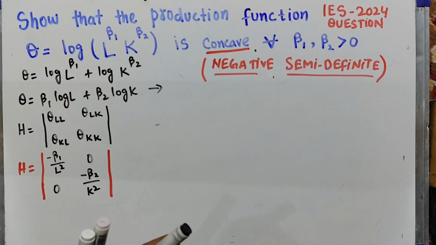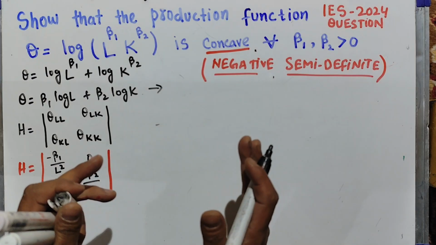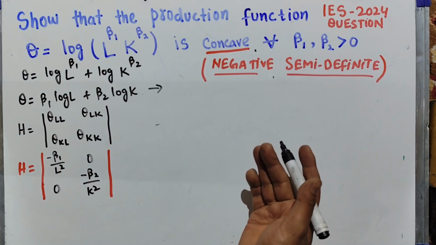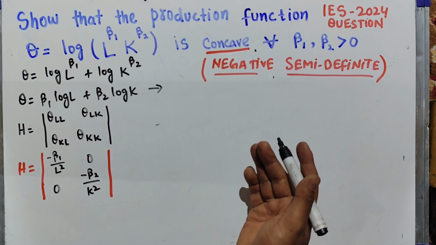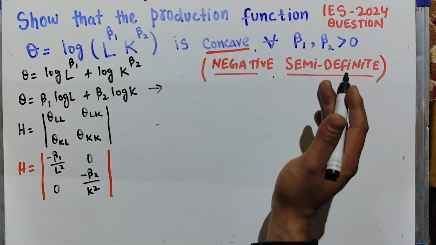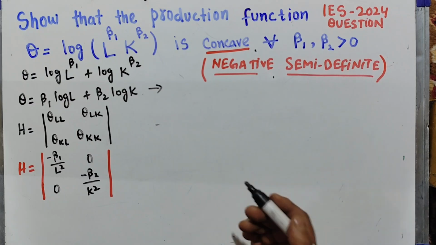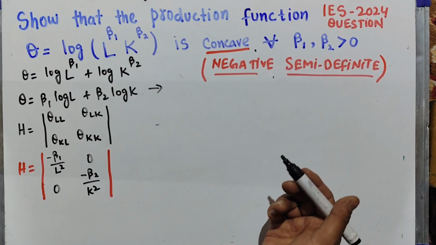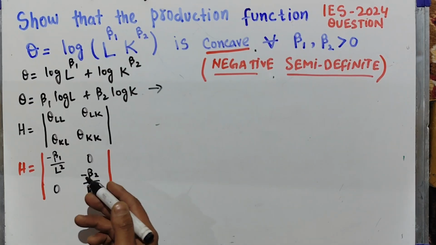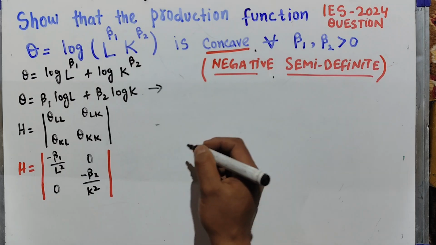By symmetric matrix, what I mean is a square matrix that is equal to its transpose. To prove that H is negative definite, we can say that H is negative semi-definite only if and only if... let me first explain what is meant by a symmetric matrix. A symmetric matrix is a matrix which is equal to its transpose.